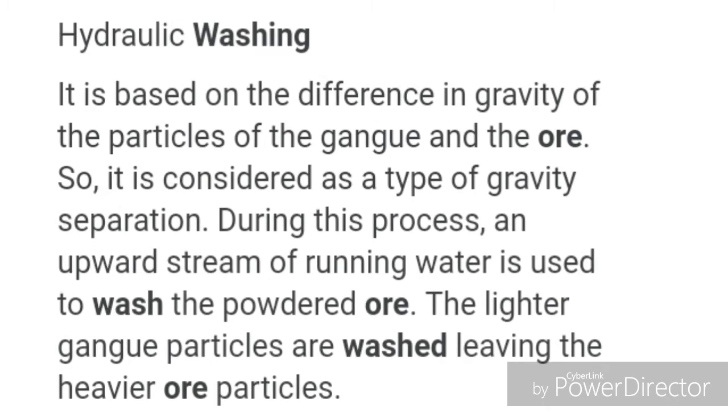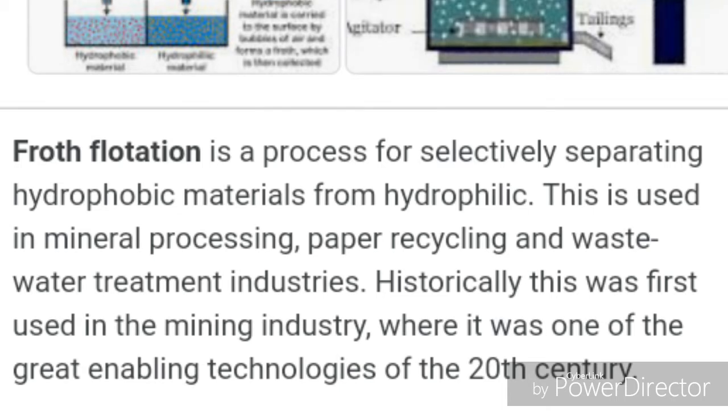Now let us move on to the second method, hydraulic washing. The second method, hydraulic washing, is based on the difference in gravity of the particles of the gangue and the ore, so it is considered a type of gravity separation. During this process, an upward stream of running water is used to wash the powdered ore. The lighter gangue particles are washed away, leaving the heavier ore particles. So this hydraulic washing is the second method of concentration of ore.